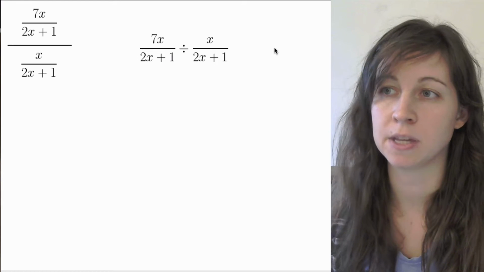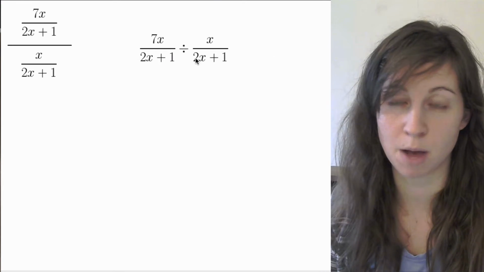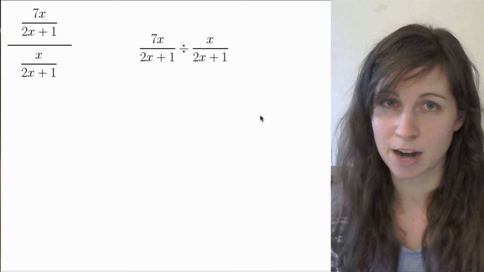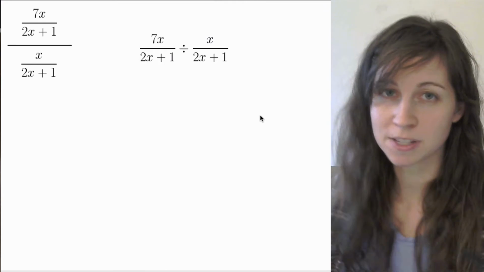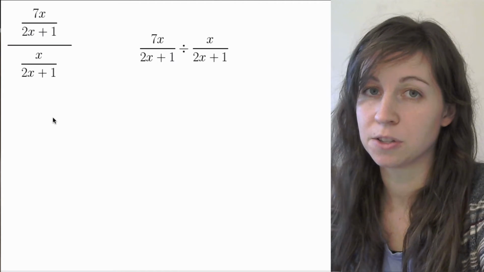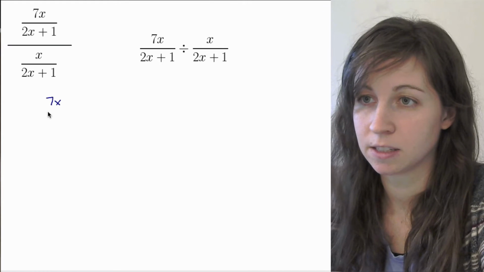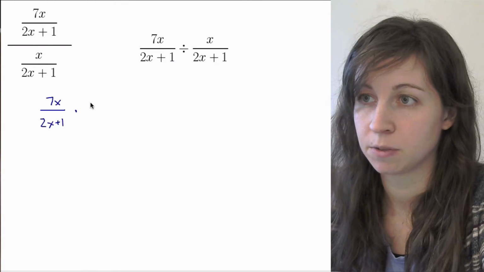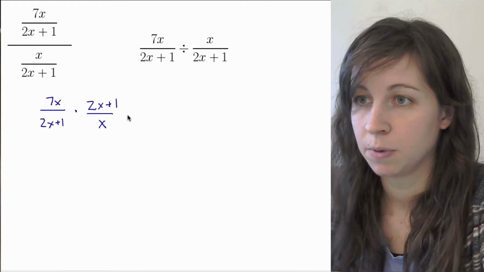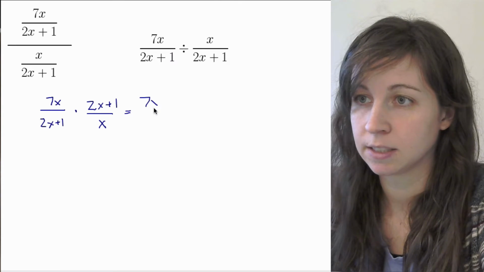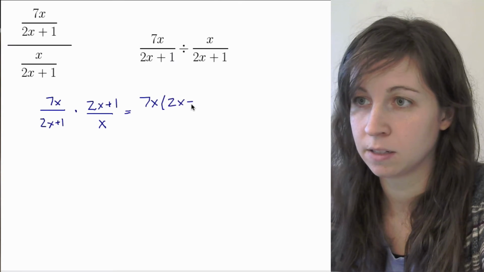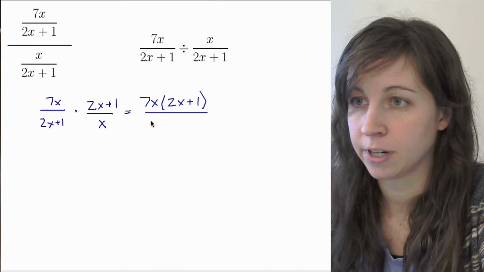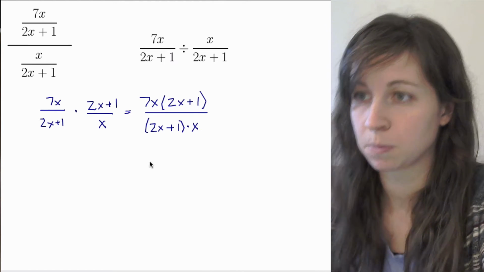When we have that, we can simply write this as a division problem. And we know how to divide fractions, right? We flip the second one and we multiply. So this will be 7x over 2x plus 1 times, flip the second one, 2x plus 1 over x. We can multiply, we'll get 7x times 2x plus 1 all over 2x plus 1 times x.